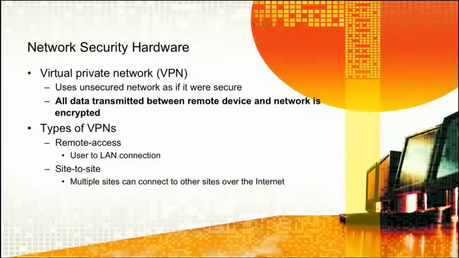Next, we have VPNs, or Virtual Private Networks. It uses unsecured networks as if they were secure. All data transmitted between remote devices and the network is encrypted. Two basic types of VPNs are remote access VPNs and site-to-site VPNs. A remote access VPN is what users are most familiar with. It goes from a user's computer across the internet to your primary internal LAN, where a site-to-site VPN will connect multiple sites to other sites across the internet.